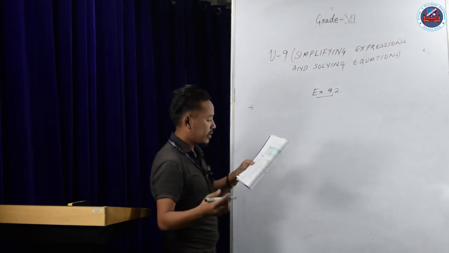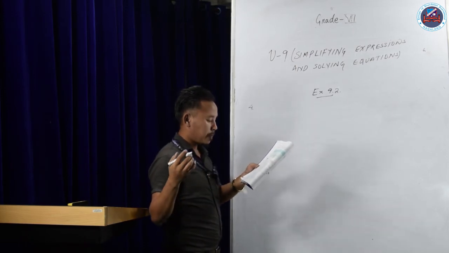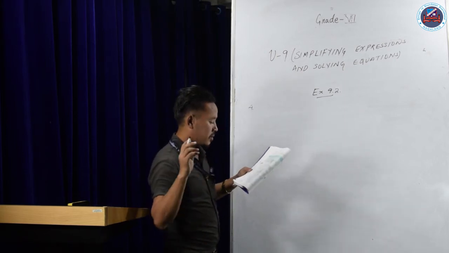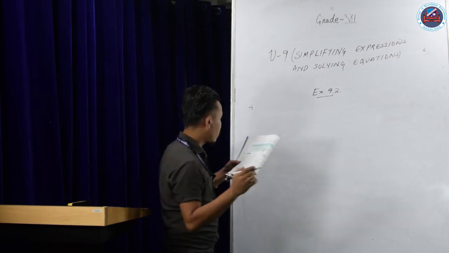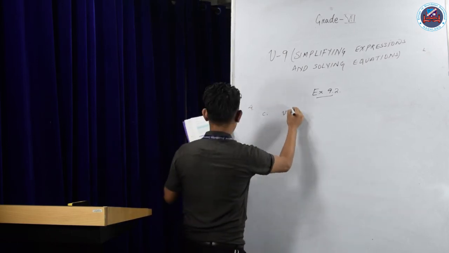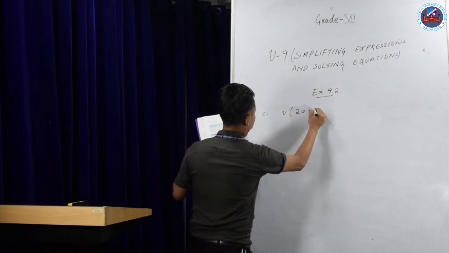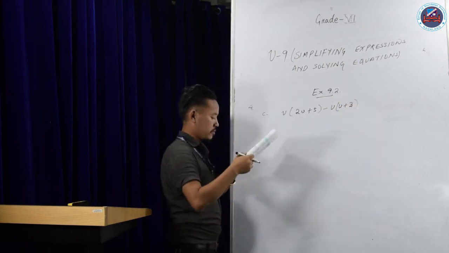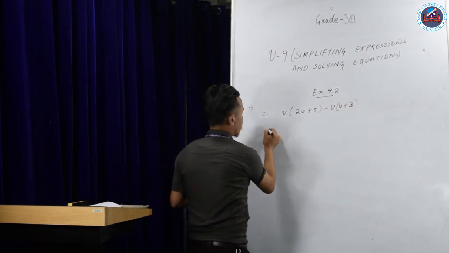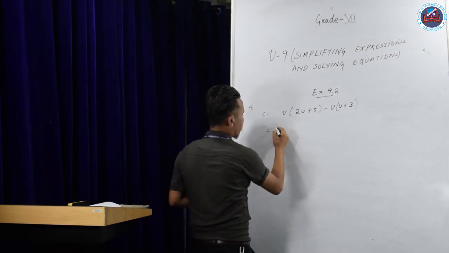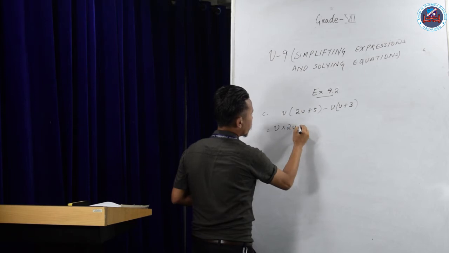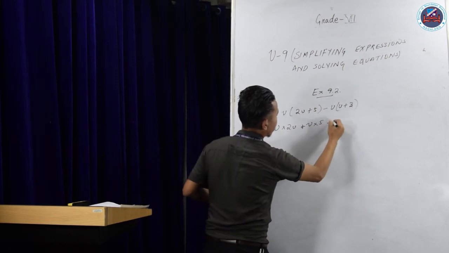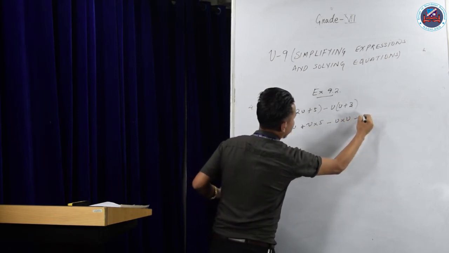Here the question says, expand and simplify each expression. A I have already done in the PPT, so you can use it for reference. I'll be doing one question, that is C, that is u(2u plus 5) minus (u plus 3). Let's remove the bracket first. That comes u into 2u plus u into 5 minus u into u minus u into 3.